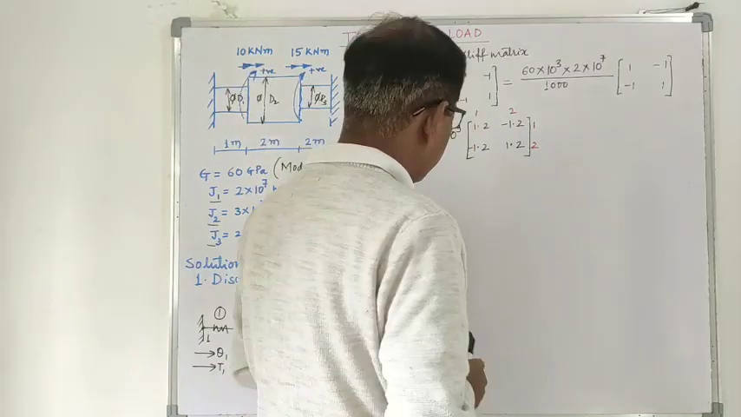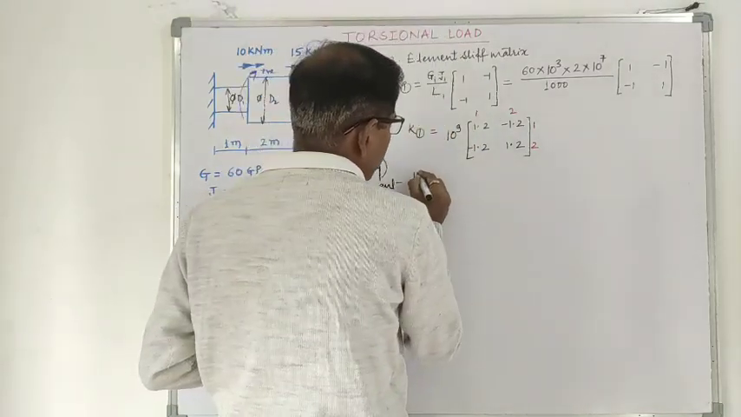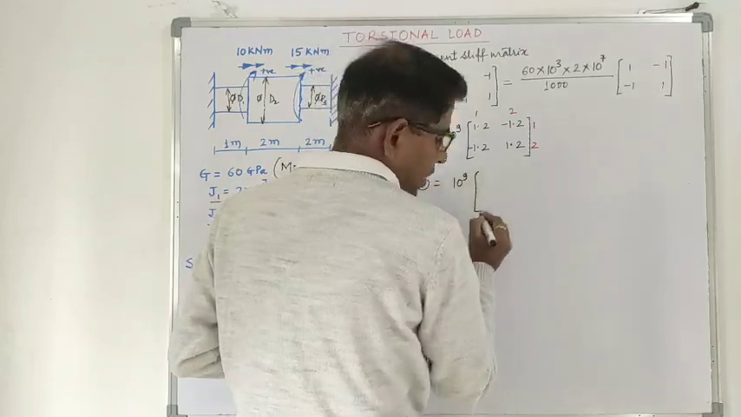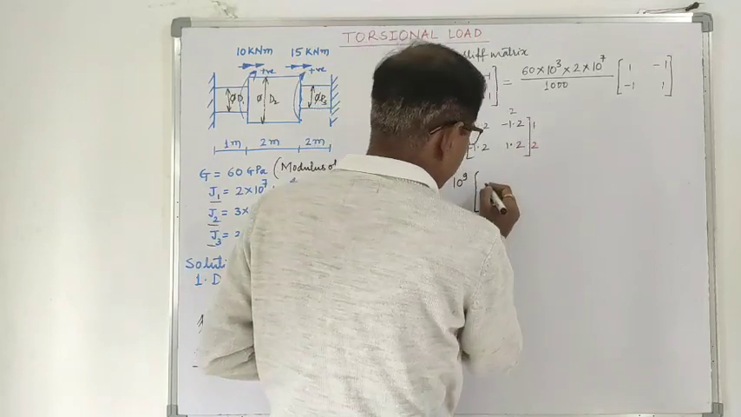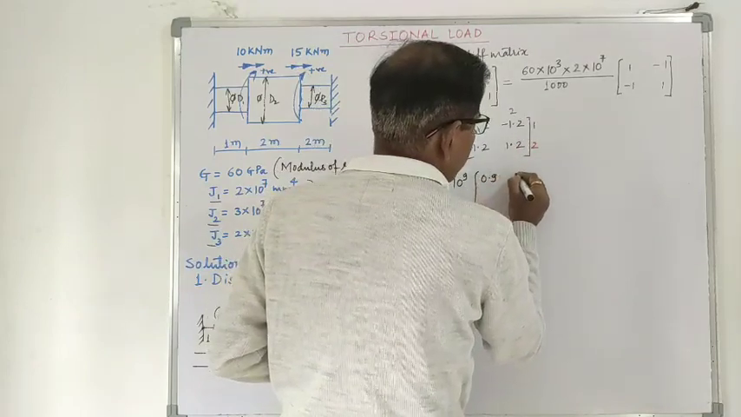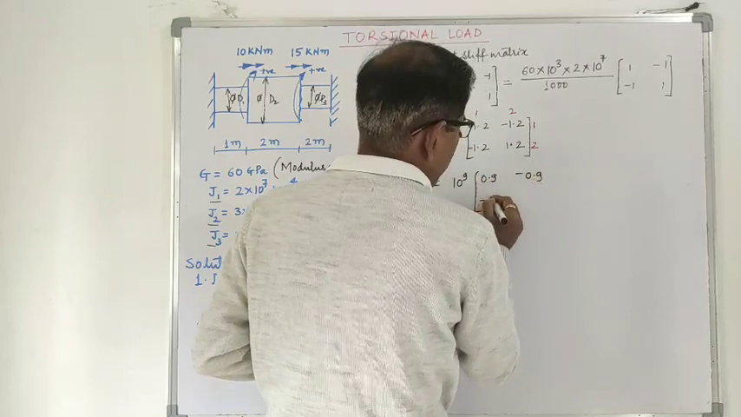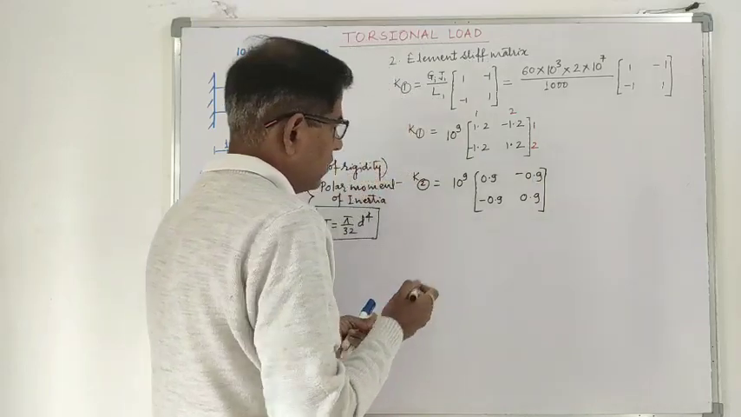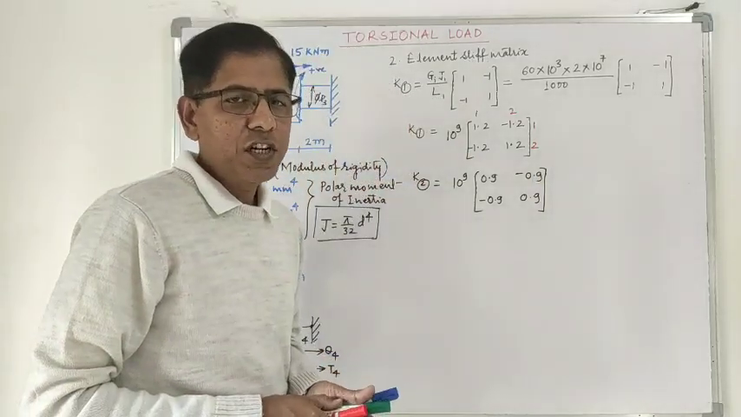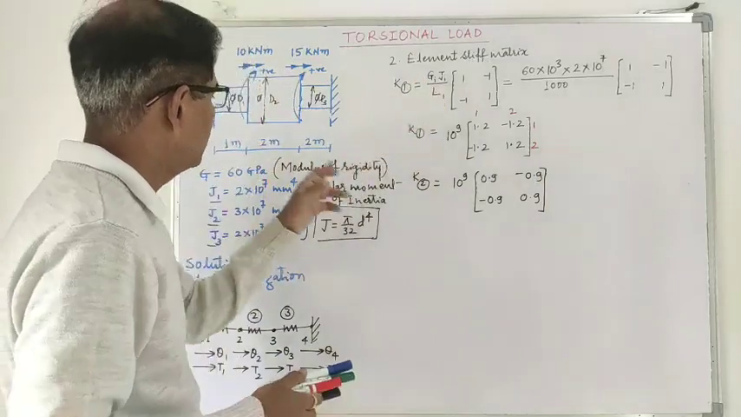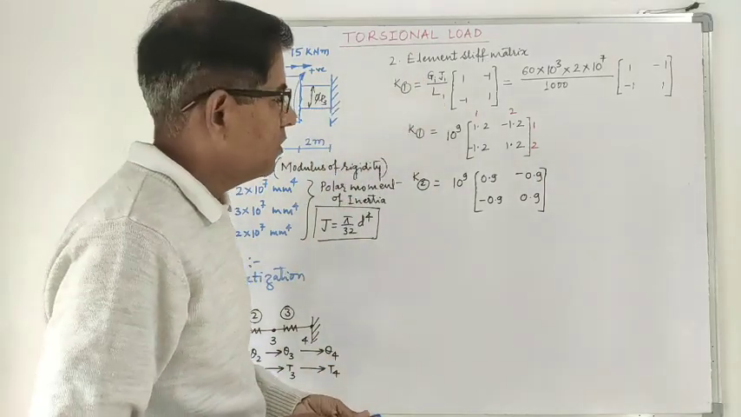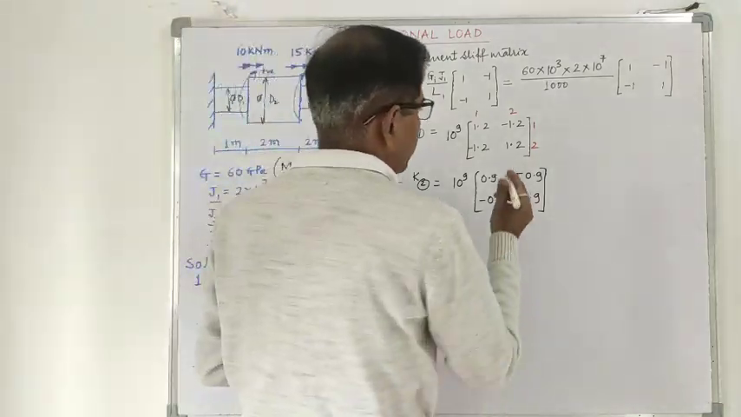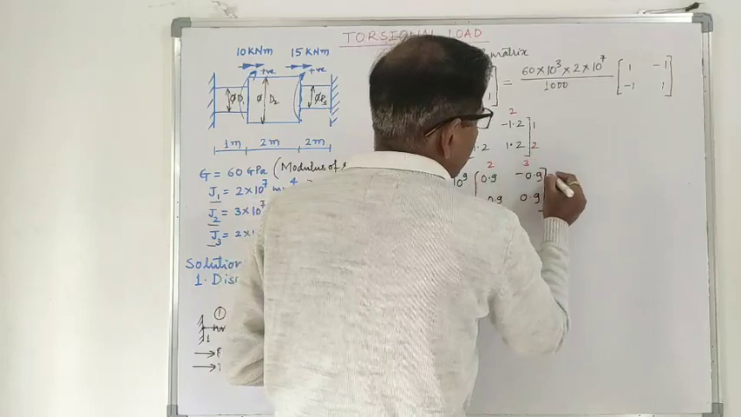Similarly, we calculated values of K2 and K3. So K2: 10 to the power 9 outside the bracket, inside the bracket is 0.9 minus 0.9 minus 0.9 0.9. You put the values of G2, J2 upon L2. So G is common, so G value is the same. You put the values of J2 and L2 to find out the K2 matrix. This is for nodes 2, 3, 2, 3.